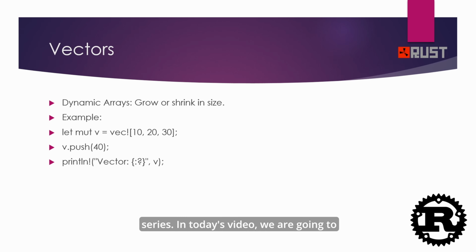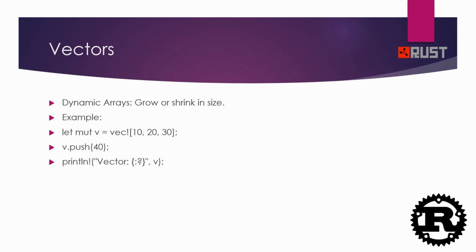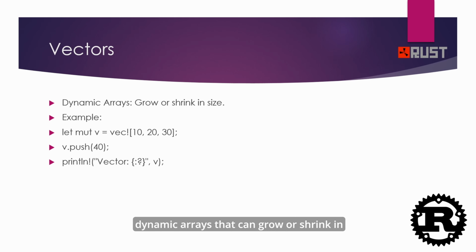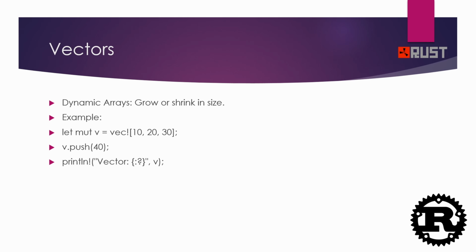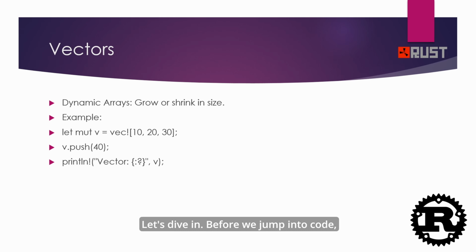In today's video, we are going to explore vectors in Rust. Vectors are a powerful and flexible way to work with dynamic arrays that can grow or shrink in size. We will go through a code example to learn how to declare, access and modify elements in a vector, line by line. Let's dive in.